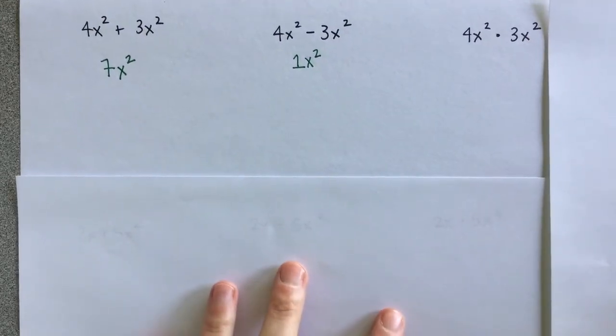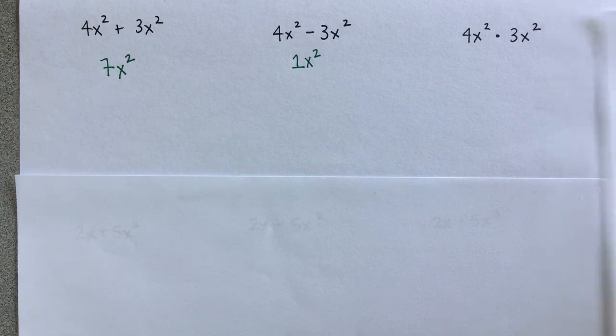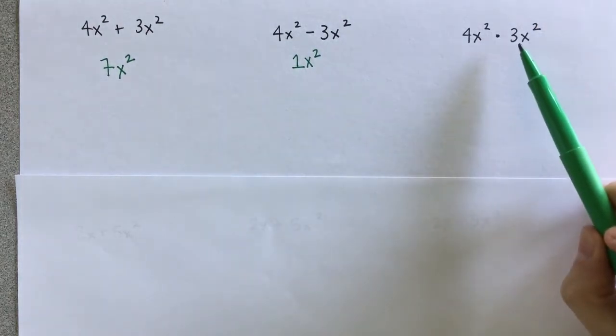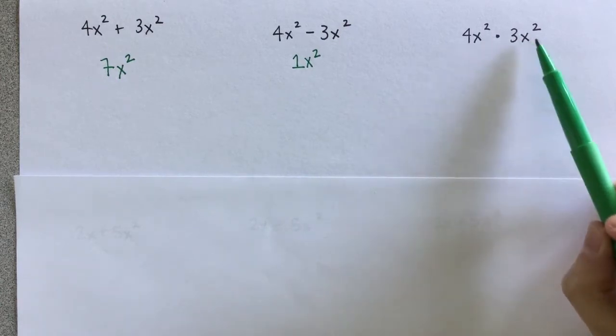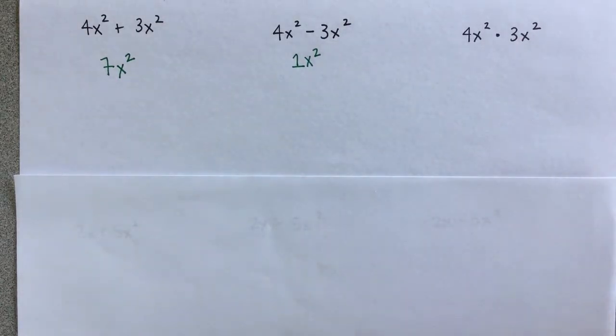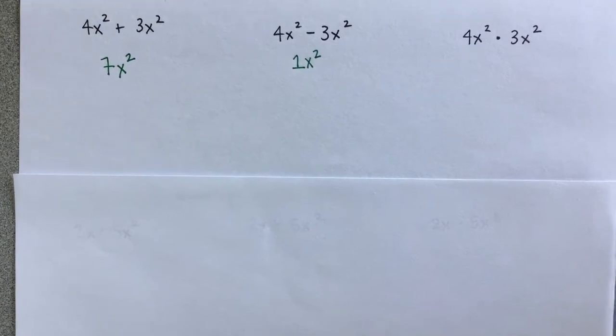All right, another one to look at. What about multiplication? What happens here? So if we're thinking about multiplying, well, 4 times 3 we know is 12, right? But what would happen with the exponents when we multiply? Would our answer still have an x squared, or would it be something else?